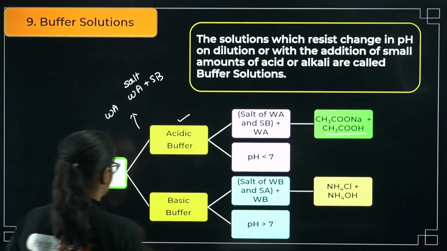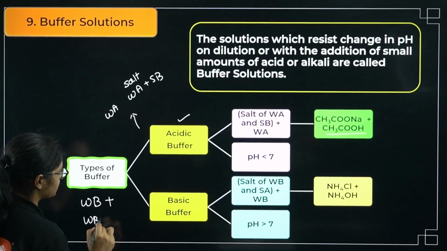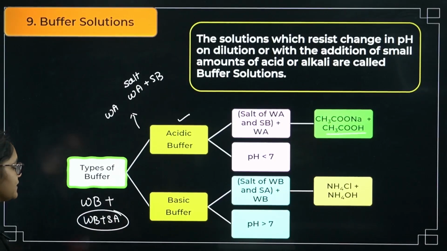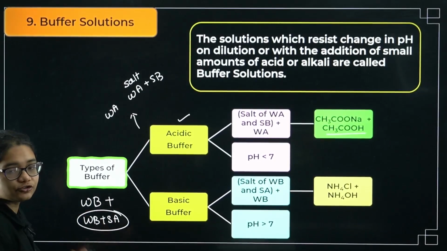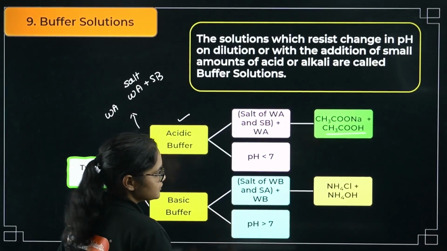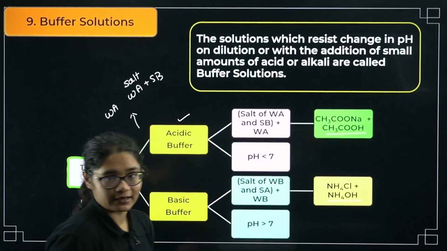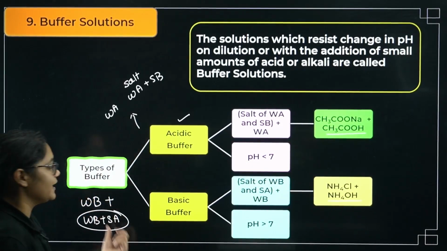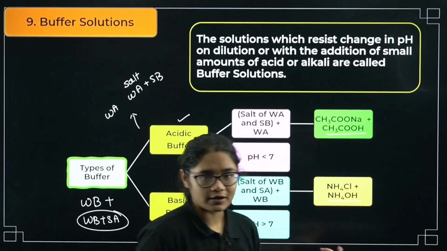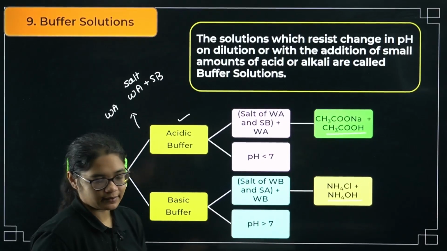Now coming to the basic buffer. Basic buffer is made up of a weak base and the salt of weak base plus strong acid. So for example, if you have taken NH4OH and you have taken NH4Cl, NH4OH and NH4Cl. NH4Cl is made up of a weak base and a strong acid, and since it is a basic buffer, the pH will be greater than 7.